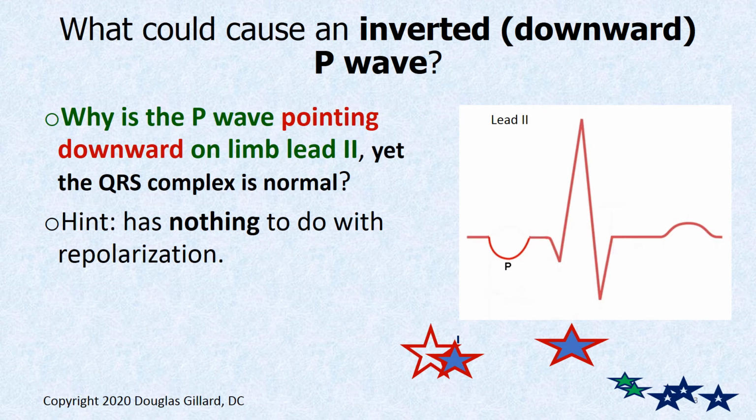But the question now is, what could cause this? What's the matter with this one? Well, it's downward, right? We have a P wave that's facing down. So what's the deal with that? And this is limb lead 2. And it has nothing to do with a repolarization wave. Because if we could erase the QRS complex, we would see a repolarization wave here, but we can't. It's hidden by the QRS complex. Atrial repolarization wave is hidden there. What is that from?